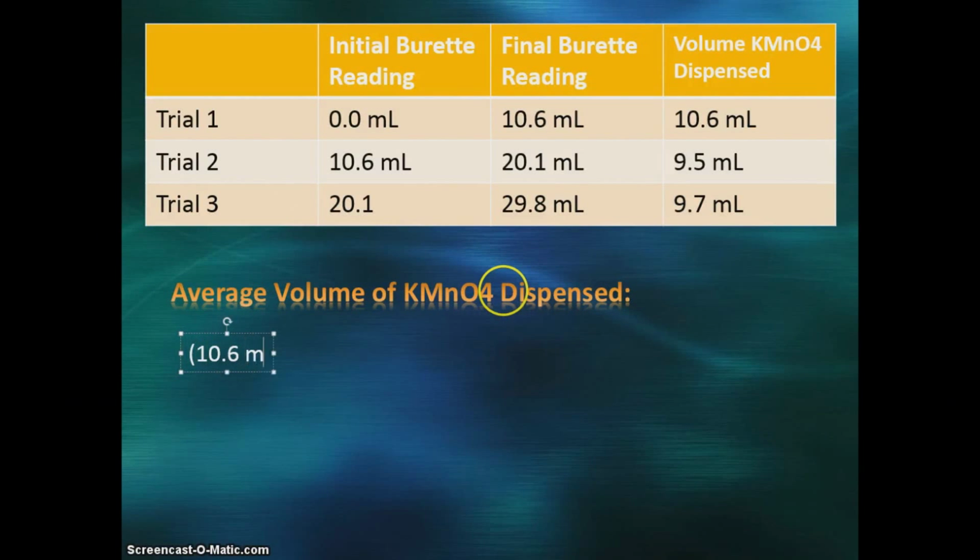Calculate the average volume of potassium permanganate solution dispensed by adding the results for all 3 of your titrations and then dividing by 3. The average volume for this titration is 9.9 milliliters of potassium permanganate solution.